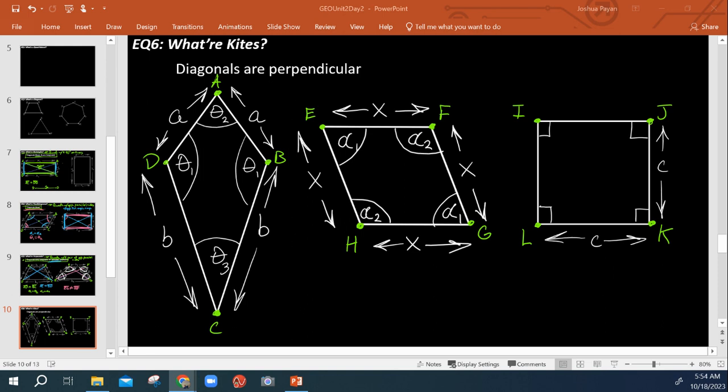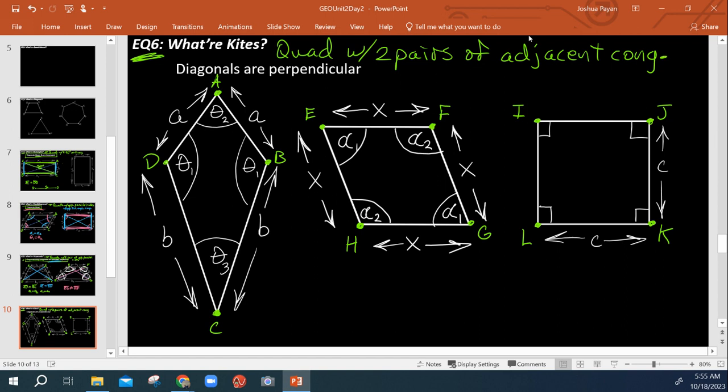Okay, in this video, I'm briefly going to discuss kites. Kites are a type of quadrilateral with two pairs of adjacent congruent sides.